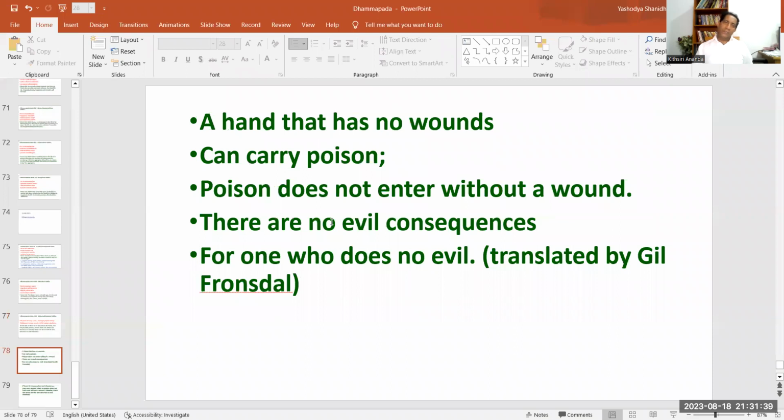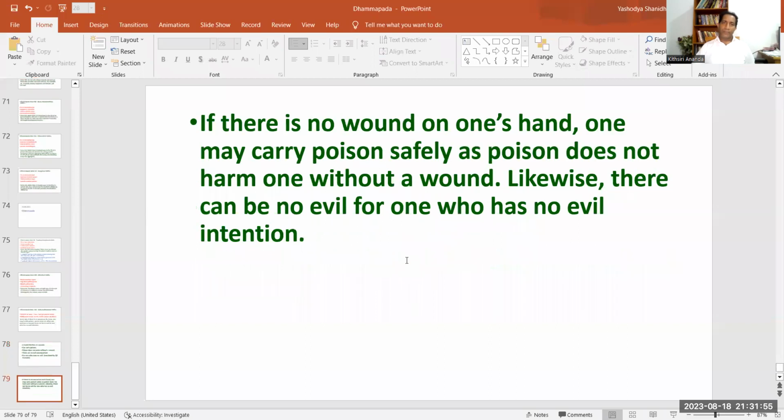The other translation I found: a hand that has no wounds can carry poison. Poison does not enter without a wound. There are no evil consequences for one who does no evil. You do something unintentionally, you don't bear the evil consequences.